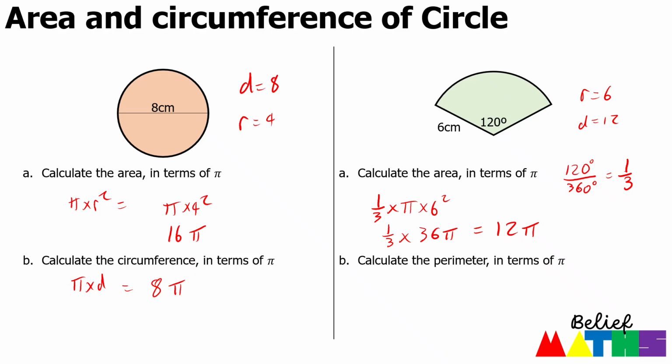We're going to find this curved bit first, which again is 1/3 of the circumference, so 1/3 times pi times the diameter, which is 1/3 times 12 pi, which is 4 pi. Now the perimeter is all the way around the outside, so we've got 4 pi for the curved part, and then we've got this line and this line, both of which are 6. So it's 4 pi plus 12 to give you your final answer. And if you're asked to find the perimeter of a sector, it will usually be something pi plus an integer.